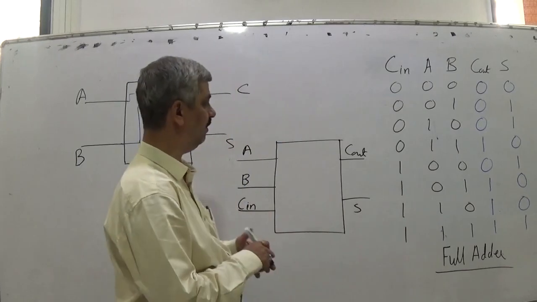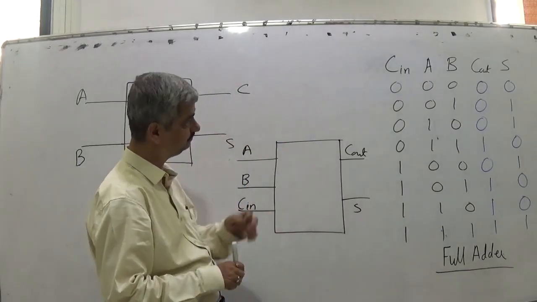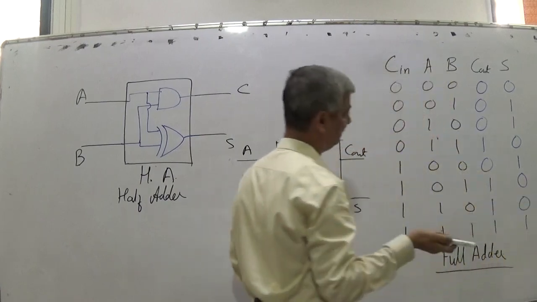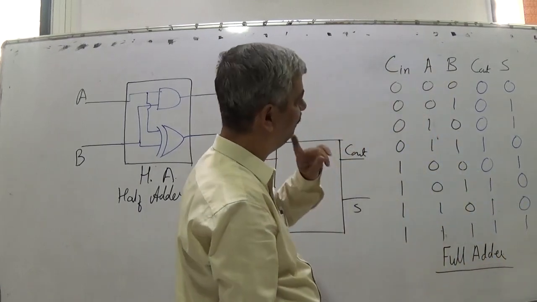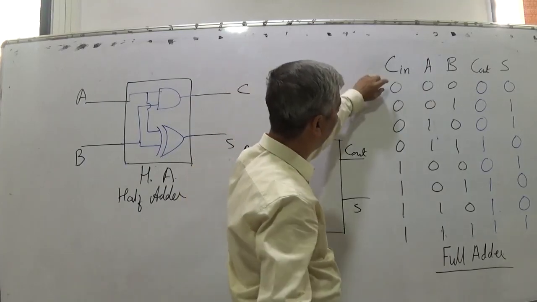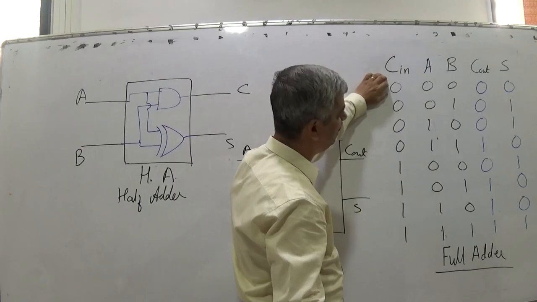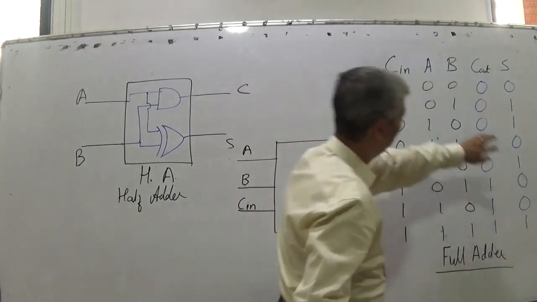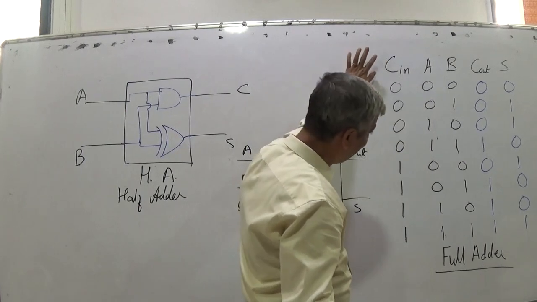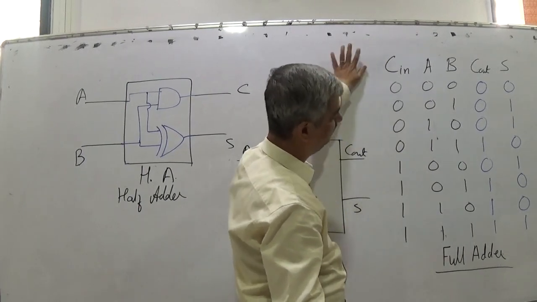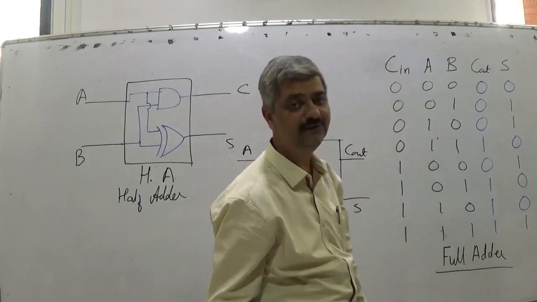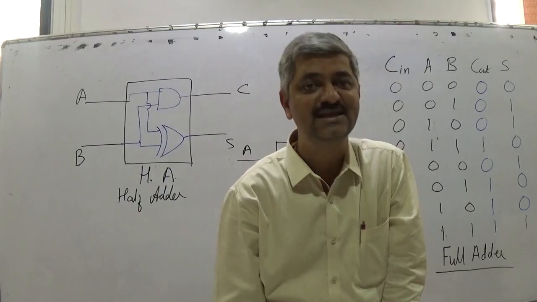This is the truth table of full adder. So what is the answer of this? When there are odd number of ones, sum is 1. When there are even number of ones, sum is 0. And what about carry? Carry is generated if 2 or more ones are there.